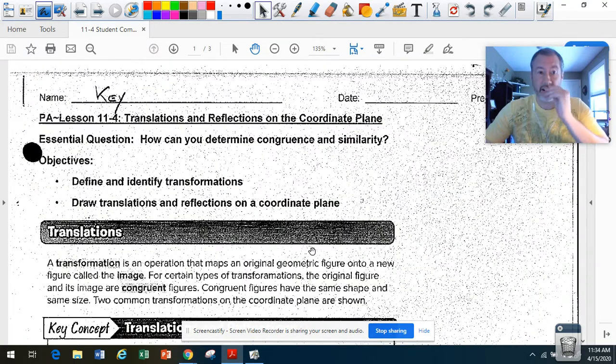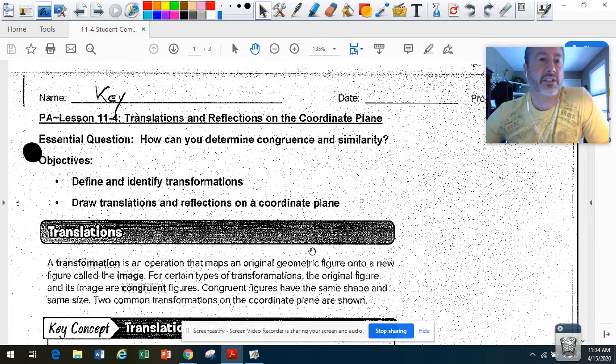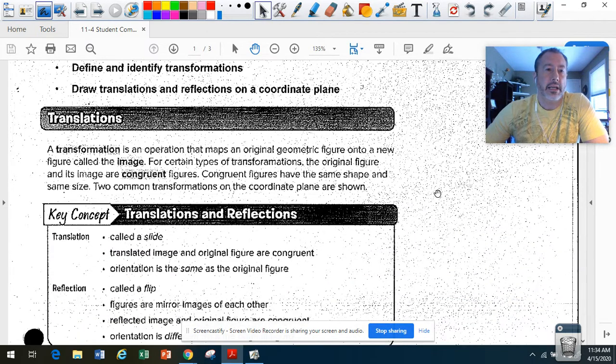So right here now, chapter 11, section 4, translations and reflections on the coordinate plane. Basically, what we're going to be dealing with today are two types of transformations, okay? The translation and the reflection. Well, let's see what we have right here. Translation. So it says a transformation. Now we're dealing with the transformation now.